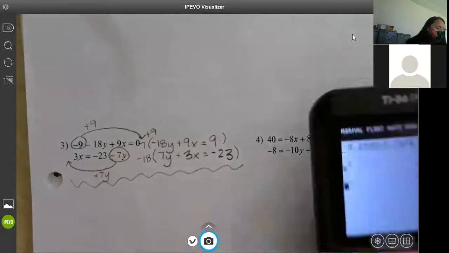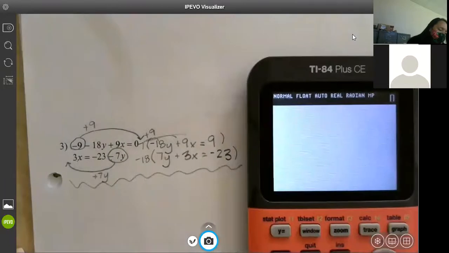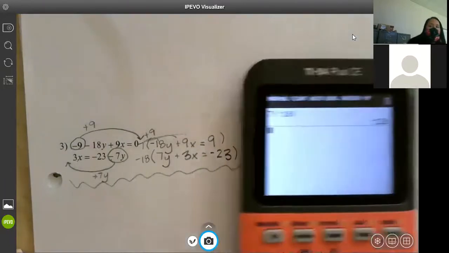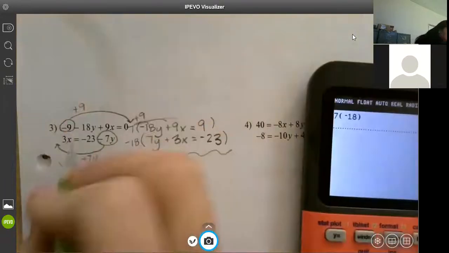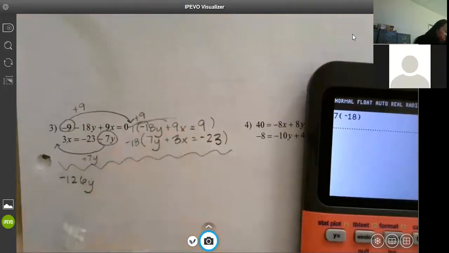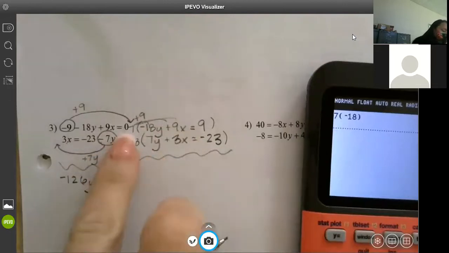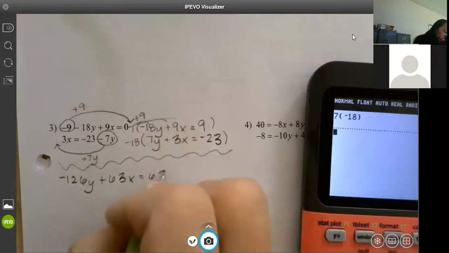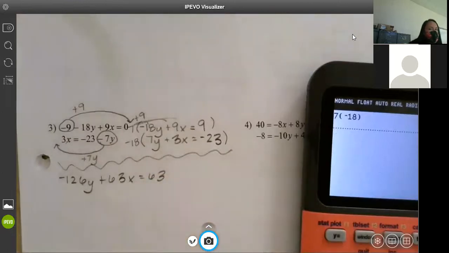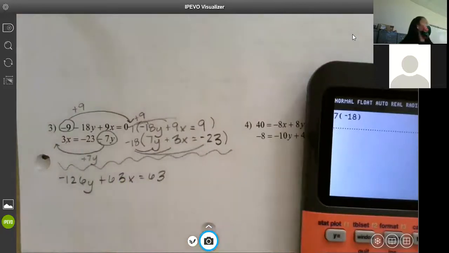So we're going to start with the first one. We're going to distribute the 7. 7 times negative 18 is negative 126. 7 times 9 is 63. Distribute the negative 18. This is exactly what we did yesterday. So the only thing that we do new today is moving them around. Everything else is the same.